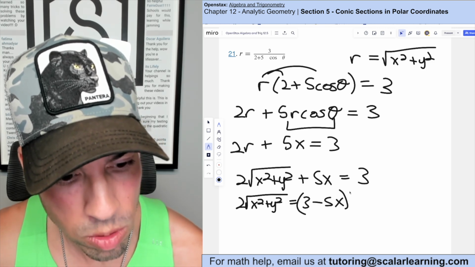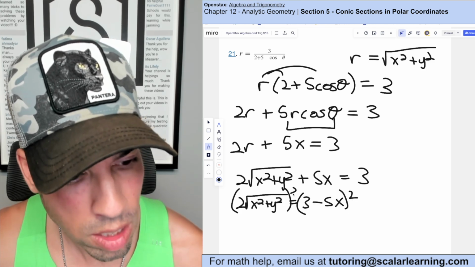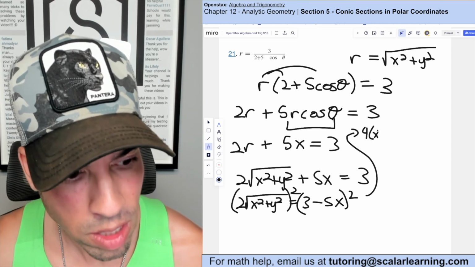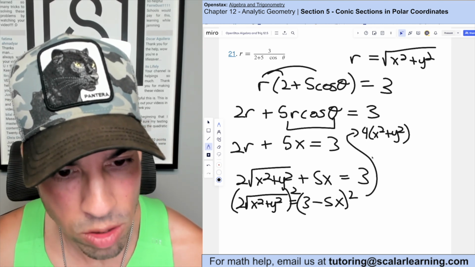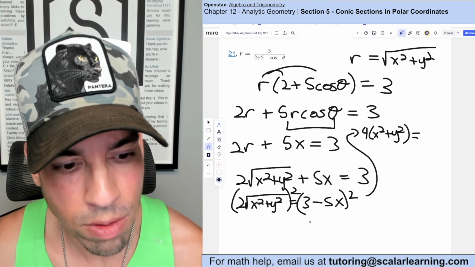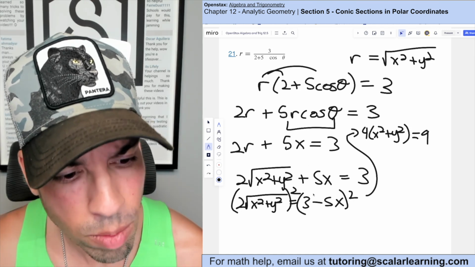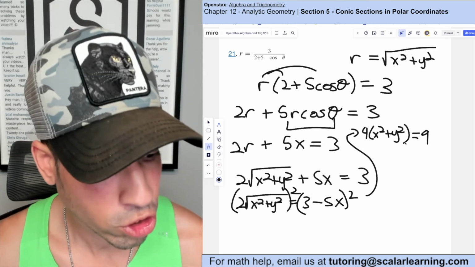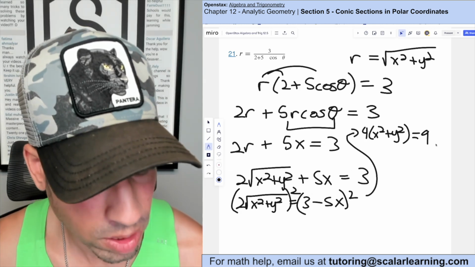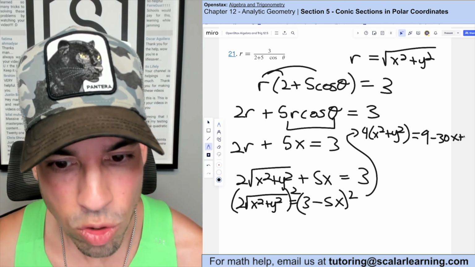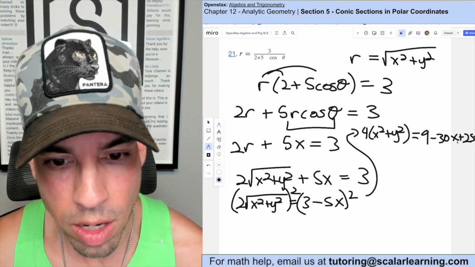Now we're going to square both sides. Boom. Let's do it up here. So we've got 4 times x squared plus y squared, right? Because the squaring just kills the radical, and squaring 2 becomes 4. And then over here, we got to FOIL this. Remember, it's going to be 9. Then we're going to do 3 times negative 5x twice, right? Because we're FOILing, which gives us negative 15 plus negative 15 is negative 30x, and then plus 25x squared.